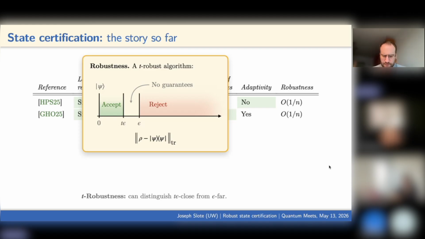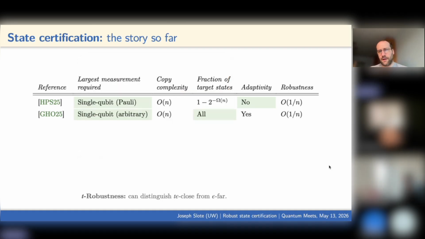And so it's very interesting to consider whether constant robustness is achievable. So for example, can I decide whether a state has 80% fidelity with what it should be or 60%, something like this. Okay, so that brings us to the subject of this talk.